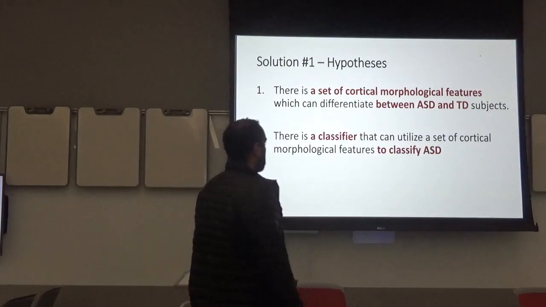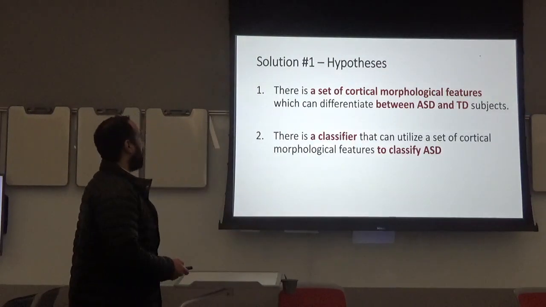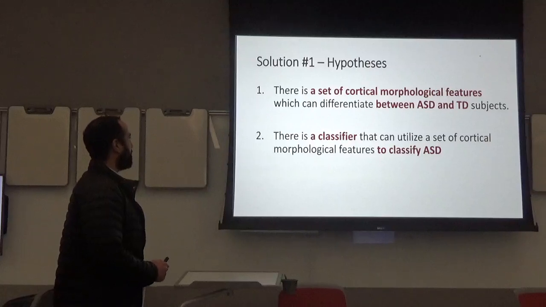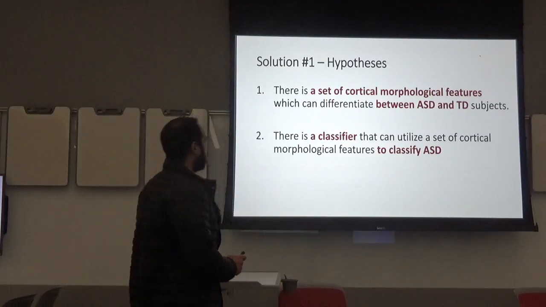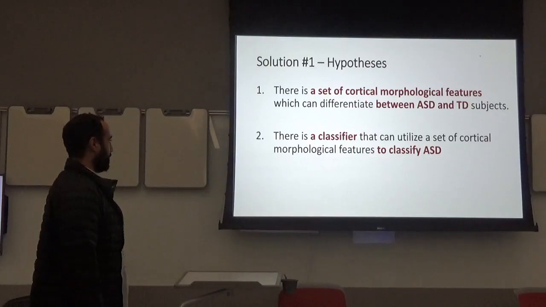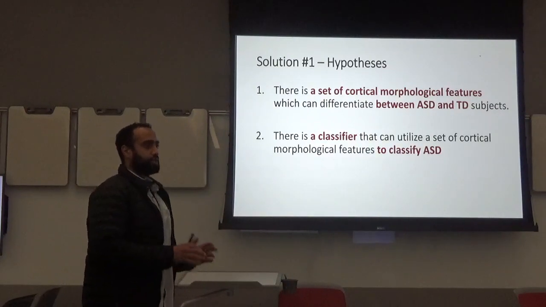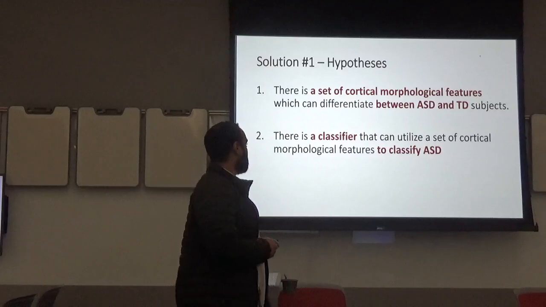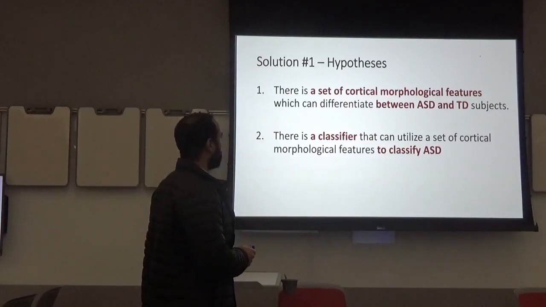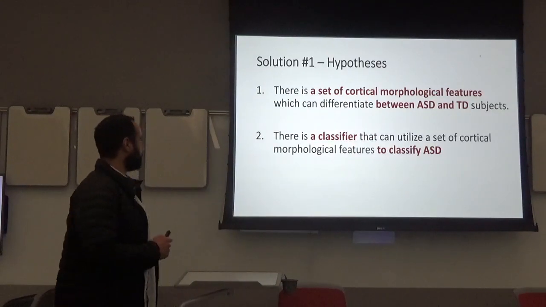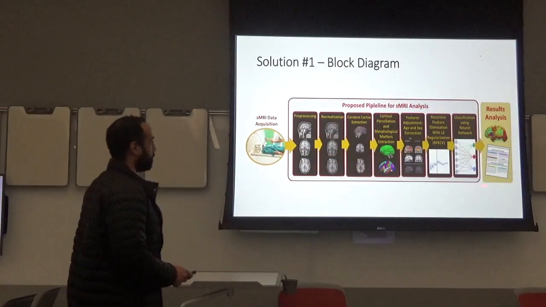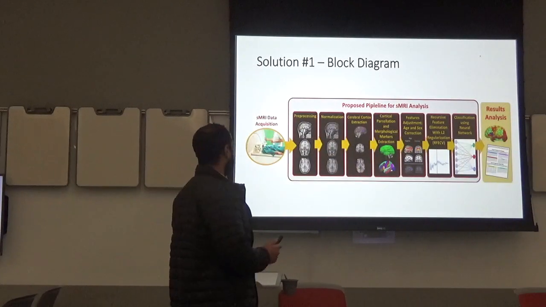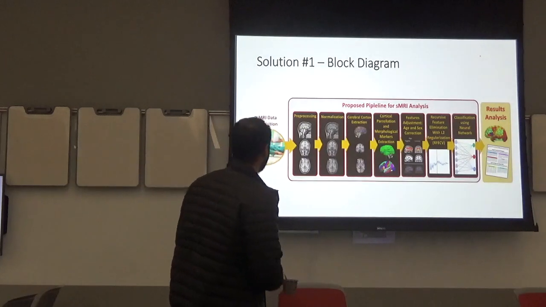So after our literature review, we came up with two hypotheses that we need to test. The first one, that there is a set of cortical morphological features that will be able to differentiate between ASD and TD. And there is a classifier or set of classifiers that will be able to utilize this set of morphological features to classify autism. And then we designed the first experiment to find those features and the set of classifiers.